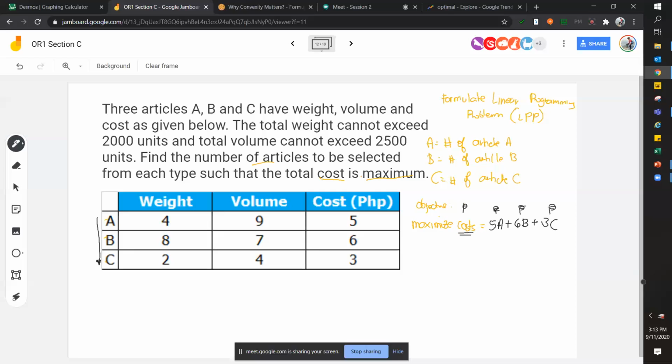Okay. Next natin, constraint. Siguro mas maganda kung kumpletuhin natin yung table, ano? So, ito, okay na tayo dito. Next statement, cannot exceed. So, 2,000 daw, weight ang usapan. Cannot exceed. And then dito, cannot exceed 2,500. So, paano natin siya maiilagay dito? Pababa yung approach natin, ano? So, paano yun?